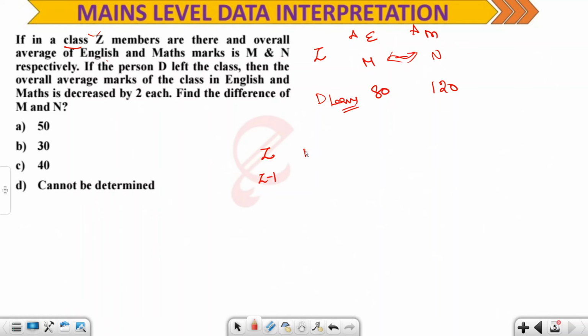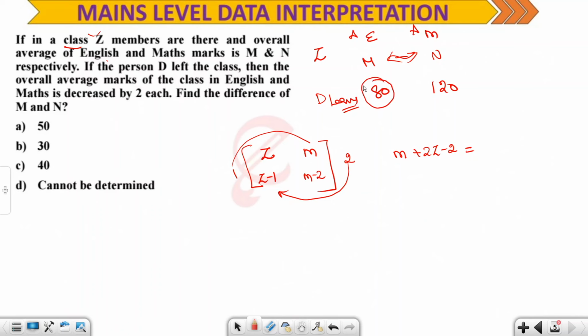It is nothing but M. If this person is leaving, what happens to the overall average? It becomes M minus 2. Okay, so here what is the difference? So difference is 1, here difference is 2. Okay, now what we'll do will be cross multiplying in this format. So M plus 2Z minus 2. Okay, so what is the score of D in English? Which is nothing but 80.